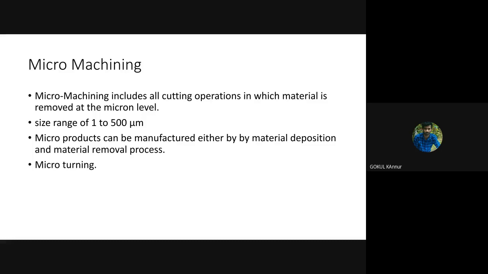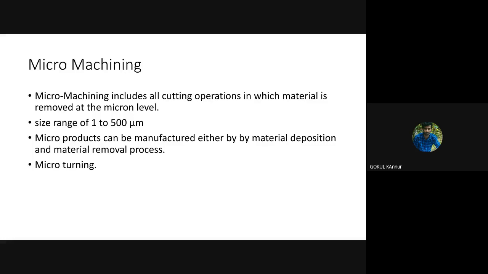And you can see the size range. The size range of micro machining is about 1 to 500 micrometers. This range of material removal is done using certain procedures or machining operations, and we call it micro machining. Now, the products developed using micro machining, we call micro products.